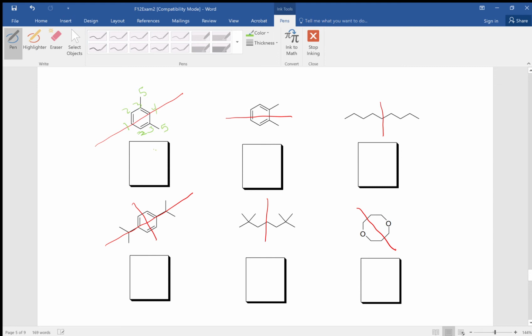each of our carbons, and just doing it like that.